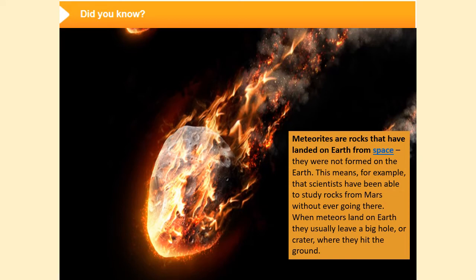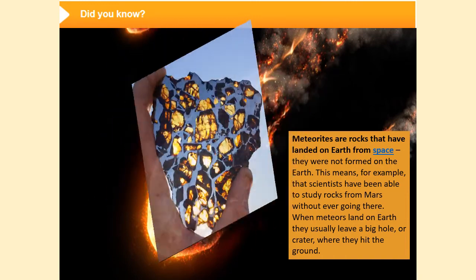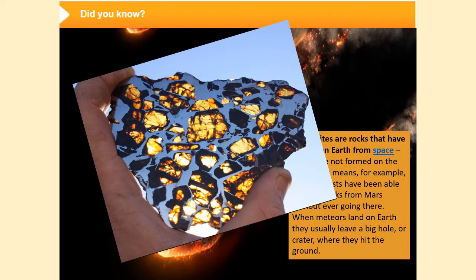So did you know meteorites are rocks that have landed on Earth from space? They did not form on Earth, which means that we've been able to study rocks from Mars without ever going there. And when meteors land on Earth, they usually leave a big hole or crater when they hit the ground. And often in rocks from space, we can see bigger minerals and crystals inside them than we are used to seeing on Earth.